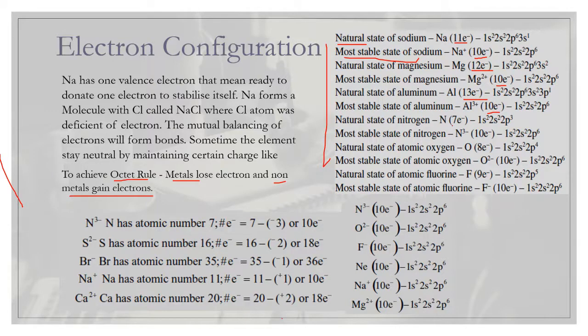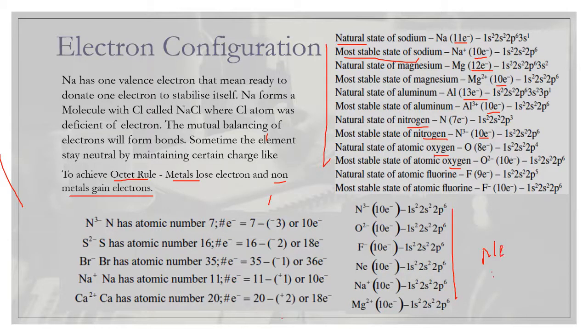So 10 electrons are maintained by sodium, magnesium, aluminium, nitrogen, oxygen and fluorine, but in the case of sodium, magnesium and aluminium they are donating electrons, while in the case of nitrogen, oxygen and fluorine they are accepting electrons, taking up the electrons of other atoms. So this is how they are maintaining the 10 electron rule. This is here 10, this is here 10, this is here 10. That means they want to maintain the 10 electron configuration of neon, which belongs to the inert gases.